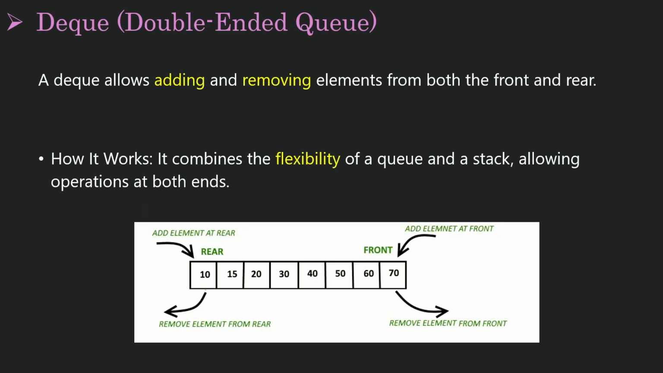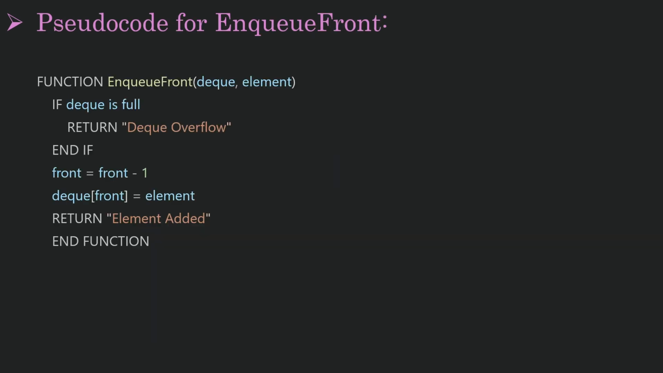Deques, double-ended queues. A deque allows adding and removing elements from both the front and rear. How it works: it combines the flexibility of a queue and a stack, allowing operations at both ends. Pseudocode for enqueue front. Check if the deque has reached its maximum capacity. Return error if no space is available.